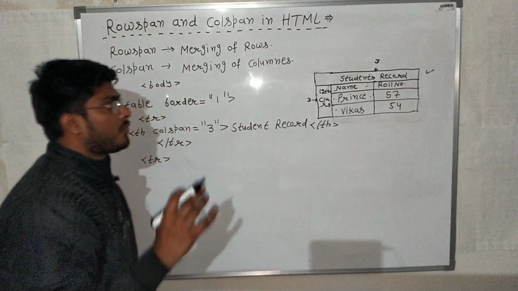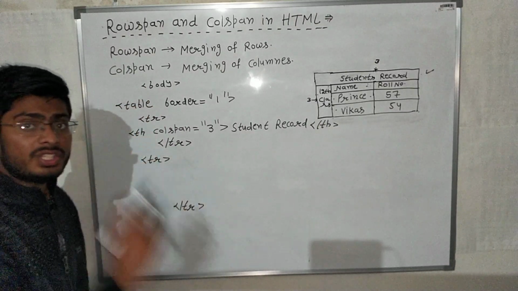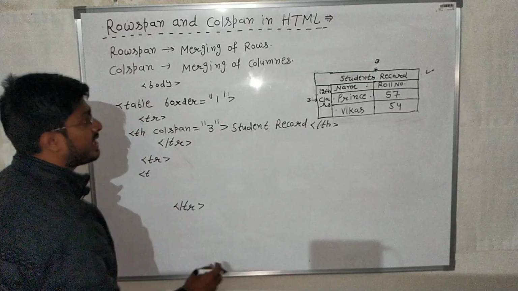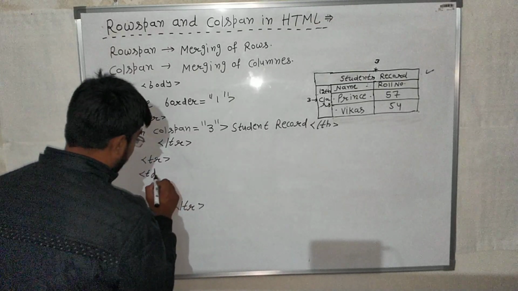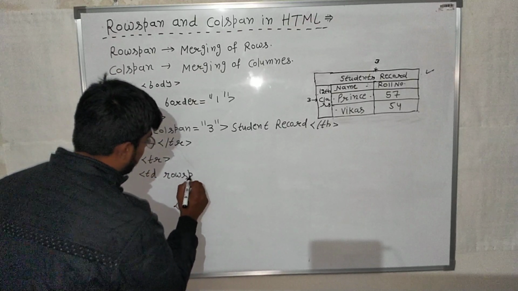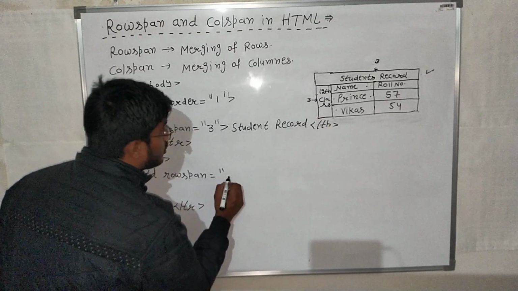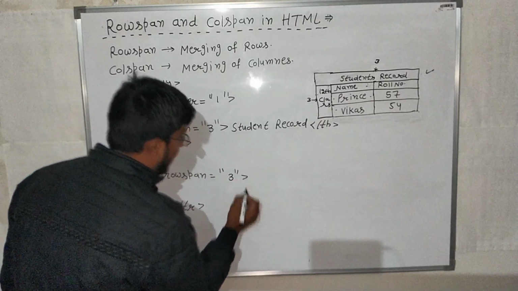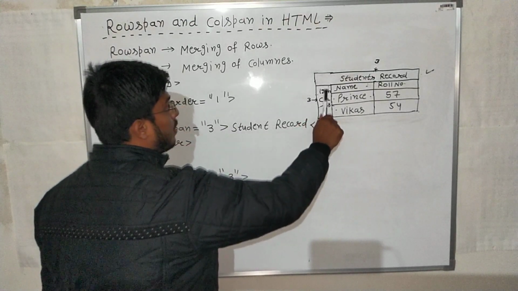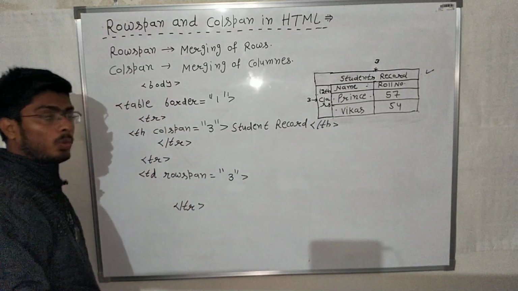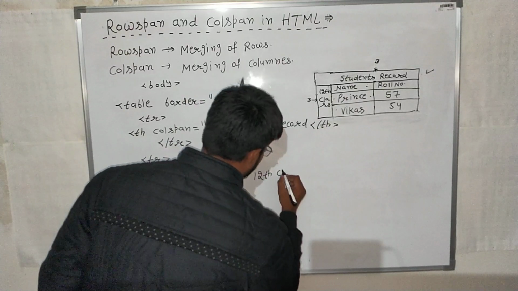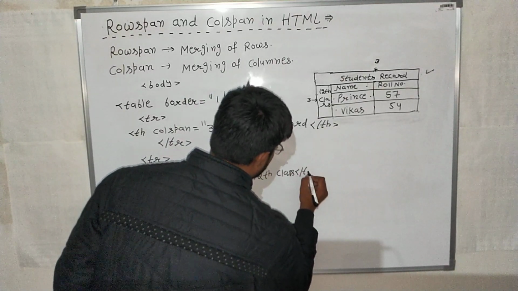So what we have to do? We have to give here the rowspan equals to 3. So we have to write here what? We have to make another table data, or you can write here the table heading. So now I'm going to write here the table data, and we have to write here the rowspan equals to, in double quotes, how many rowspan? 3. So we have applied the property rowspan to that table data in the second table row. And the data in that is 12th class. And then close of the table data.